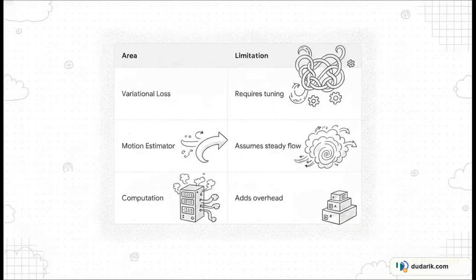But we do need to impartially note the specific limitations outlined in the paper. The variational loss requires really careful tuning, so physical constraints don't accidentally overpower the actual data signal. Also, the motion estimator assumes quasi-steady flow, meaning it might struggle or break down during very rapid, violent convective events. And lastly, running those differentiable forward models absolutely adds significant computational overhead.